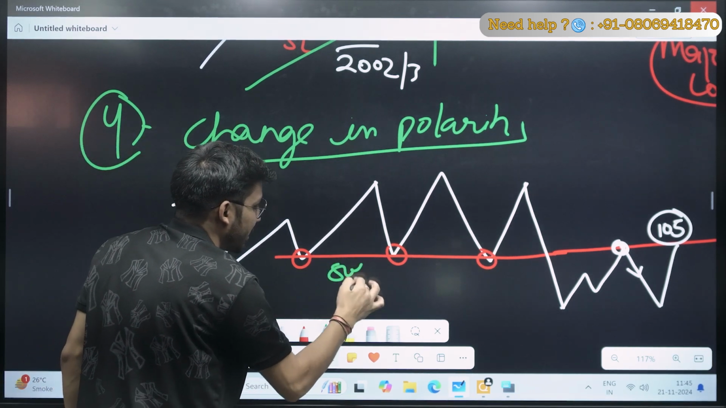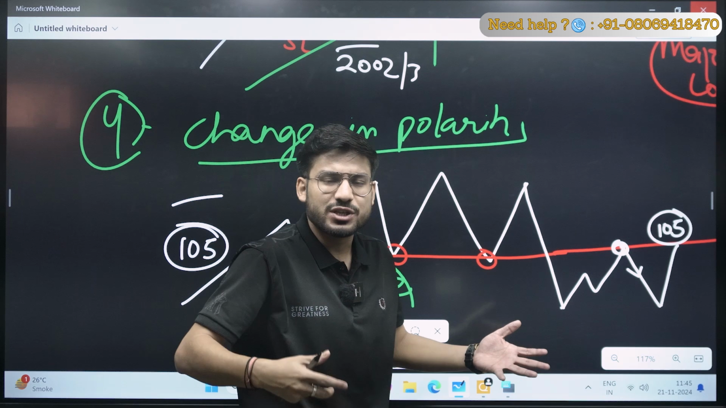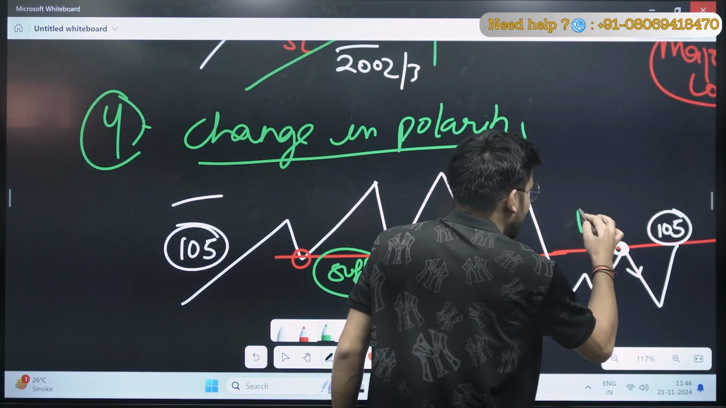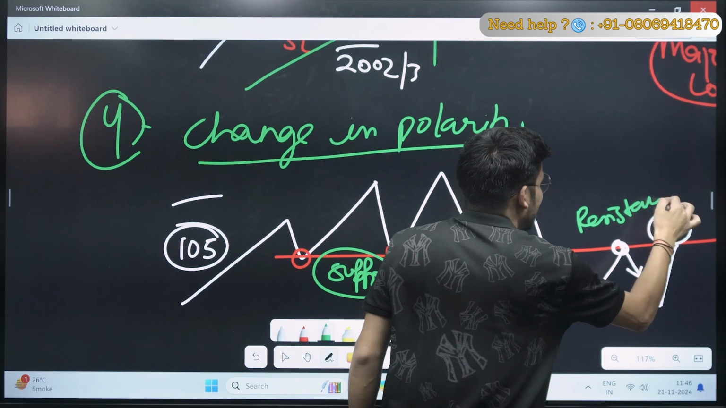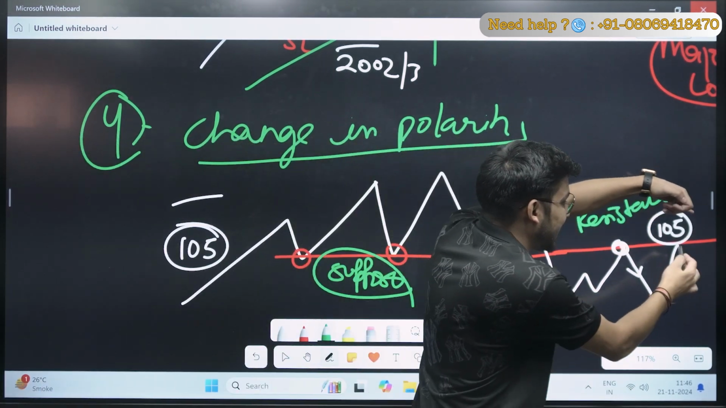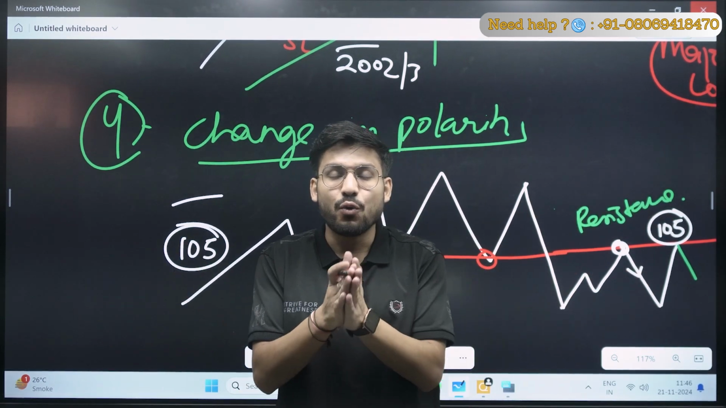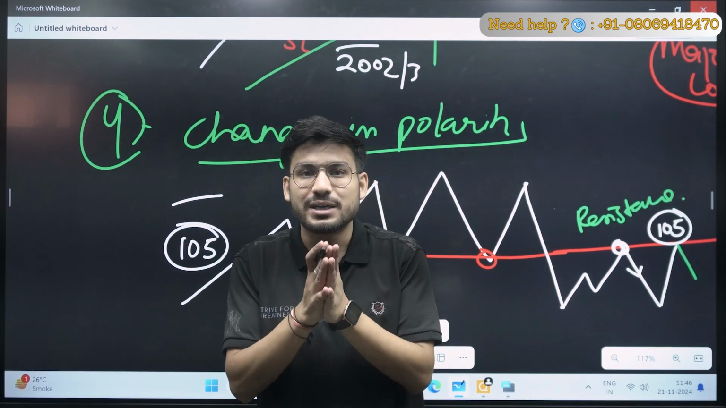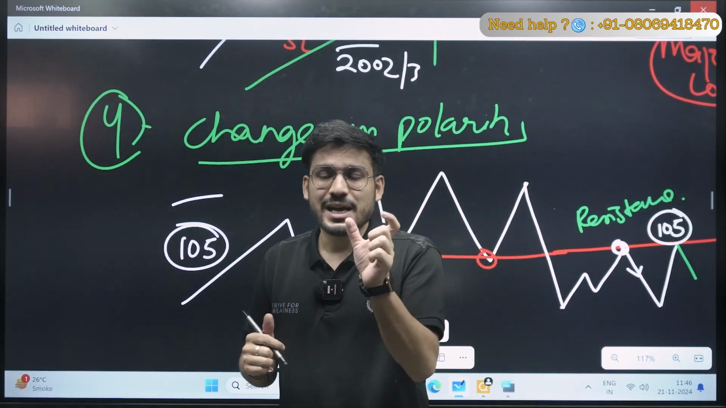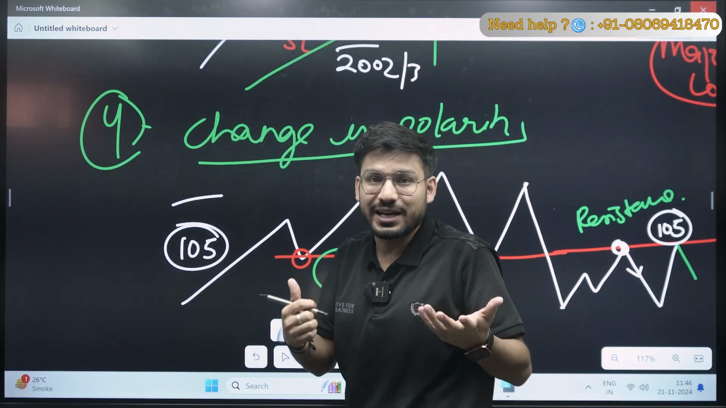Before it was acting as support here, but because of the psychology, because of the tendency of human behavior, now again it will act as your resistance. So this is your change in polarity. The same level that was acting as a support, now in the present time it can act as your resistance as well. So these are the 4 points that you have to take care of while you are drawing your support and resistance. Now let's quickly take all these 4 steps in the application, and we will see how we can trade with it.